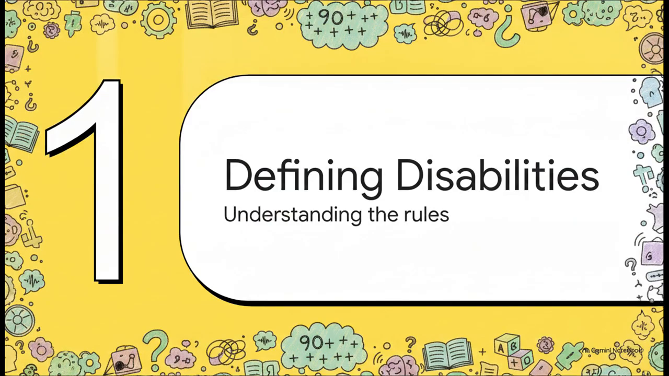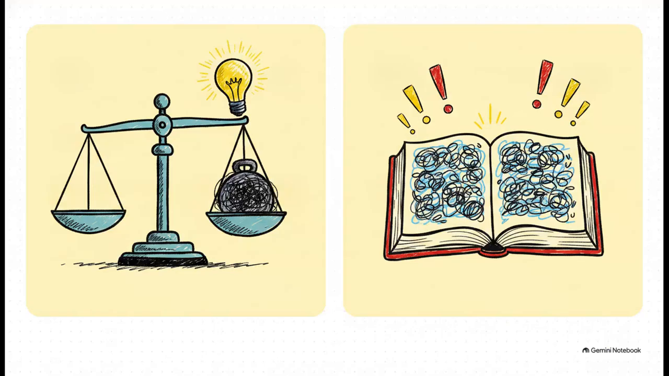Defining disabilities. We really need to understand the baseline rules here, because figuring out exactly what counts as a learning disability in early childhood is actually a huge challenge. Believe it or not, there are over 90 different labels used in professional literature, which is kind of wild. But generally, there are two major ways we define these challenges, and they're completely different.